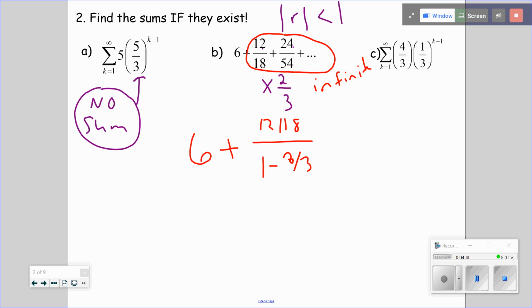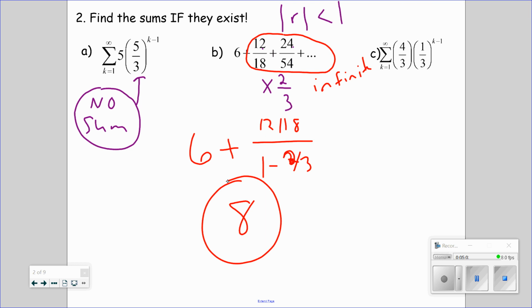Write that well. So I just typed it in all at once with the 6 out front and ended up getting 8. So any questions on part B? The 6 just didn't belong in the sequence. That's why I left it separately.